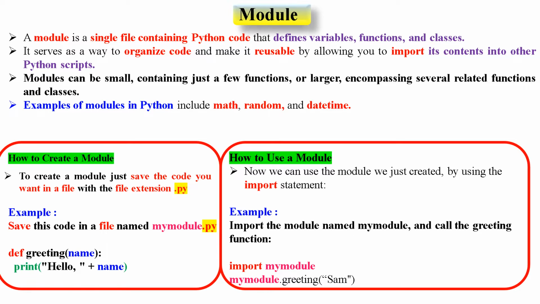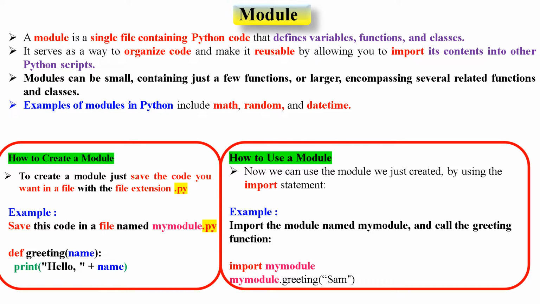Look at the first box. How to create a module. To create a module, just save the code you want in a file with the file extension .py. Example: save this code in a file named mymodule.py. def greeting(name): print("Hello," + name).